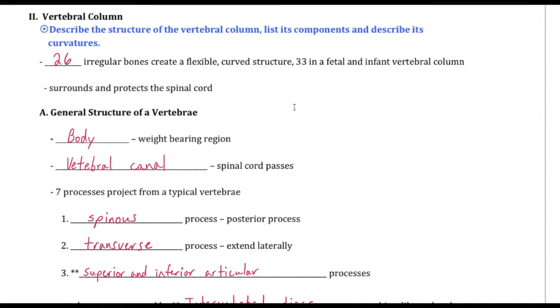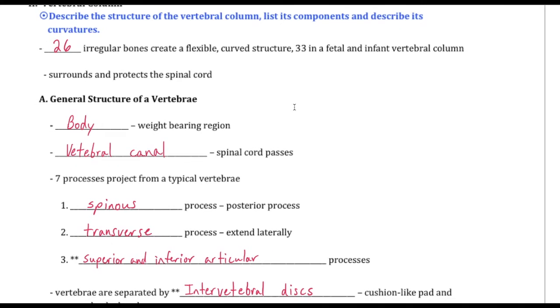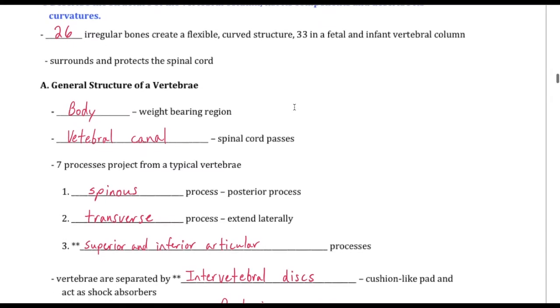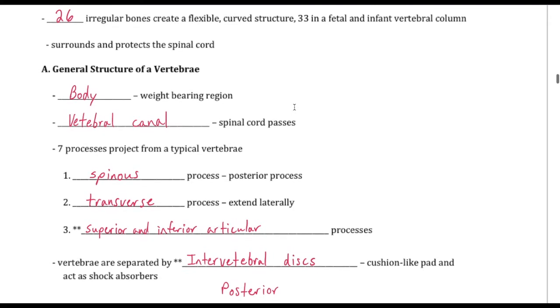So we're going to be talking about the vertebral column today. And so we have our cervical, thoracic, and lumbar spine. We're going to talk about sacral and coccyx later, but just getting a head start with this. So we're going to have 26 irregular bones. They create a flexible and curved structure. There are 33 in the fetal and infant vertebral column due to our coccyx and sacrum not fusing, because they're still growing, so they're going to have more bones there. This is going to surround and protect the spinal cord, which you probably already remember from looking at our overview of our body systems in the first unit.